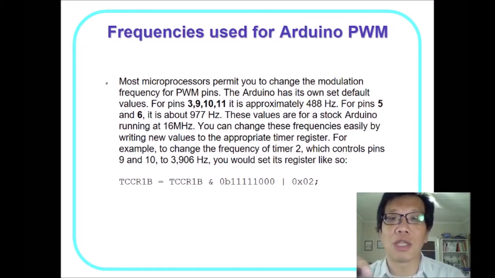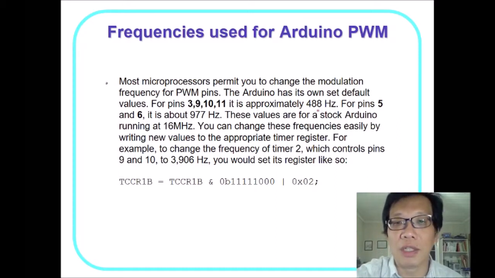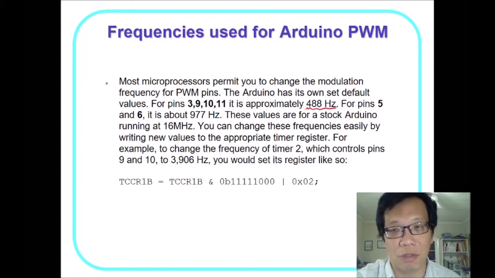So if you are using Arduino Uno, the frequency of PWM is 488 Hz. If you are doing something like regular DC motor control, it should be good enough. But this close to 500 hertz is only used for pins 3, 9, 10, and 11. If you need something faster, then you can connect to pin 5 or 6. Then the frequency is going to be doubled to 977 hertz.